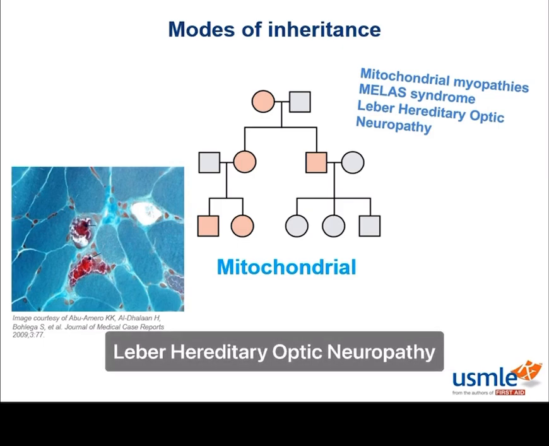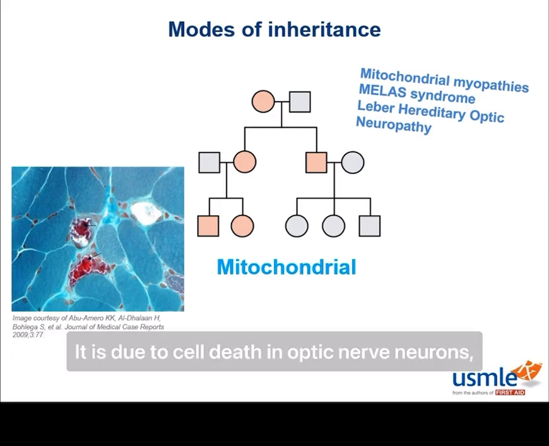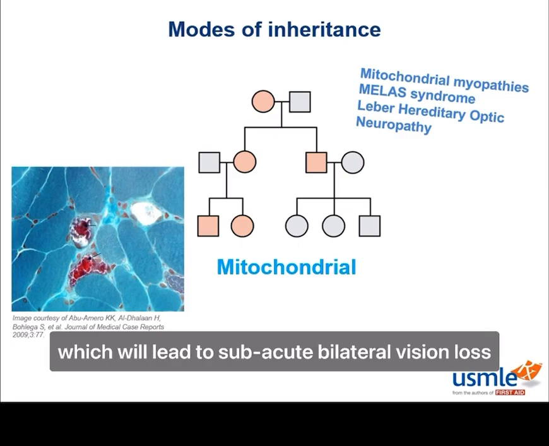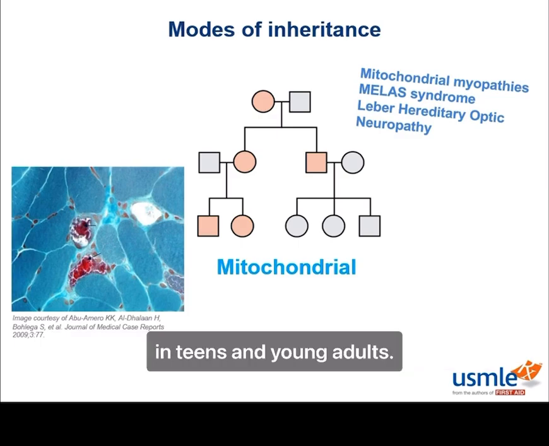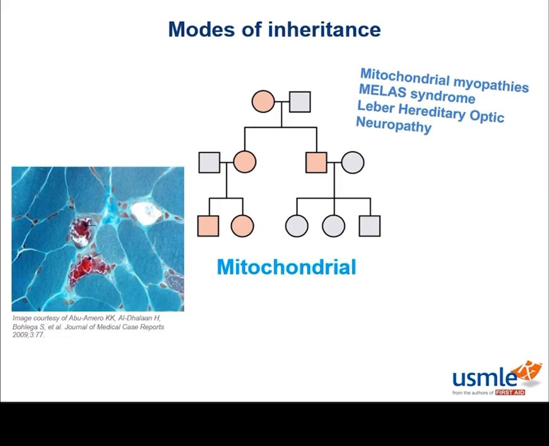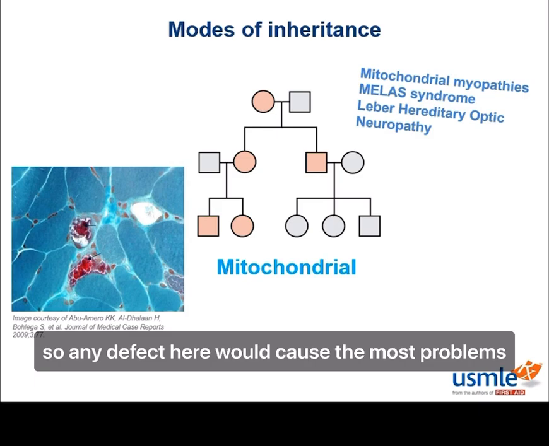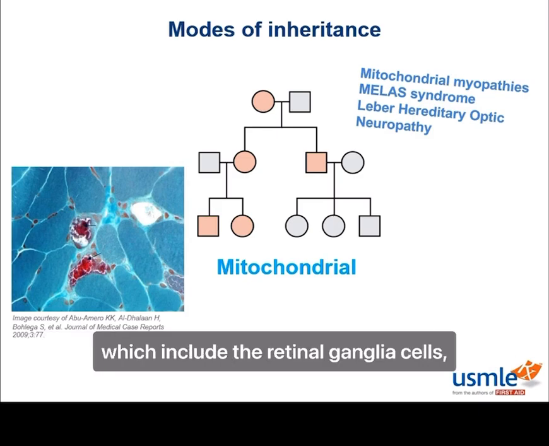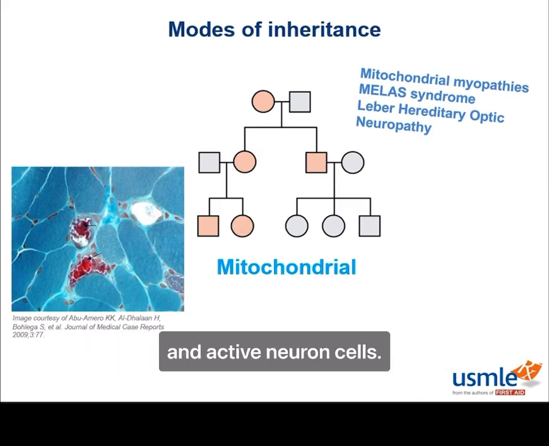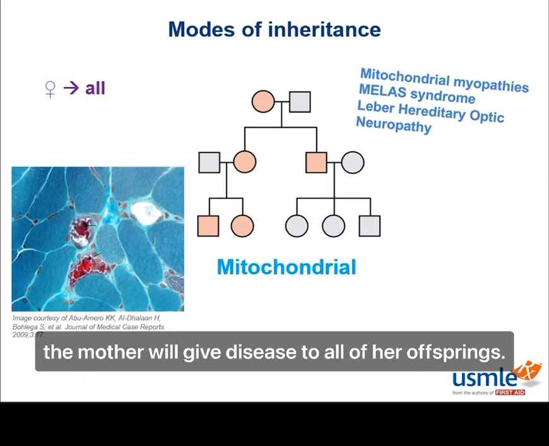Leber hereditary optic neuropathy is another example of a mitochondrial inherited disease. It is due to cell death in the optic nerve neurons, which will lead to subacute bilateral vision loss in teens and young adults. Why do you think retinal cells or neuronal cells are typically affected in mitochondrial diseases? Well, the mitochondria produces energy, so any defect here would cause the most problems in cells that require lots of energy, which include the retinal ganglion cells and active neuron cells. So in summary, with this inheritance pattern, the mother will give the disease to all of her offspring.